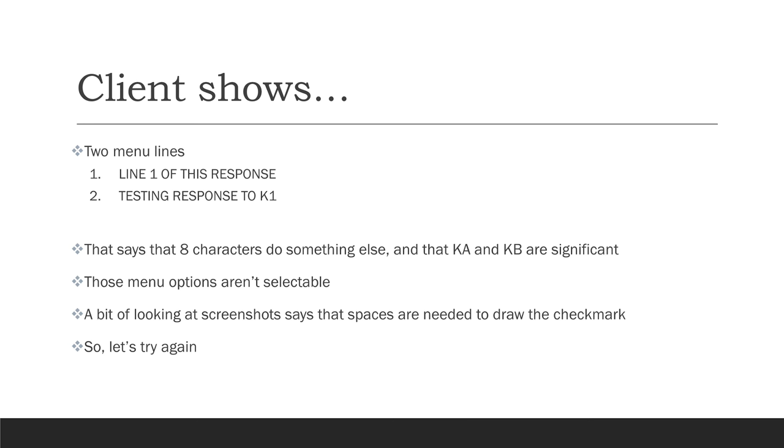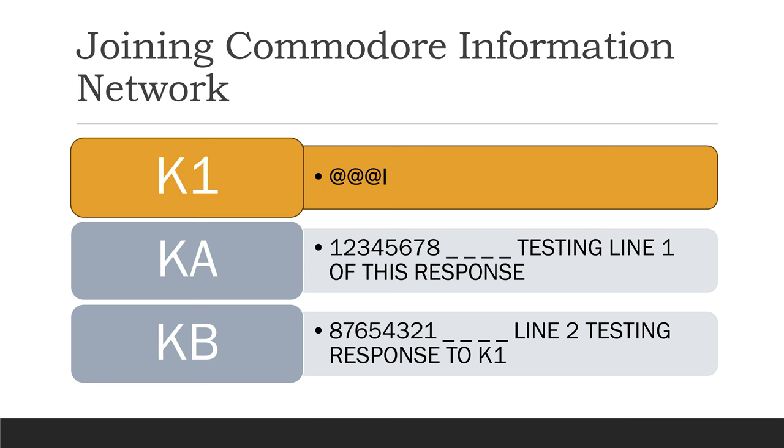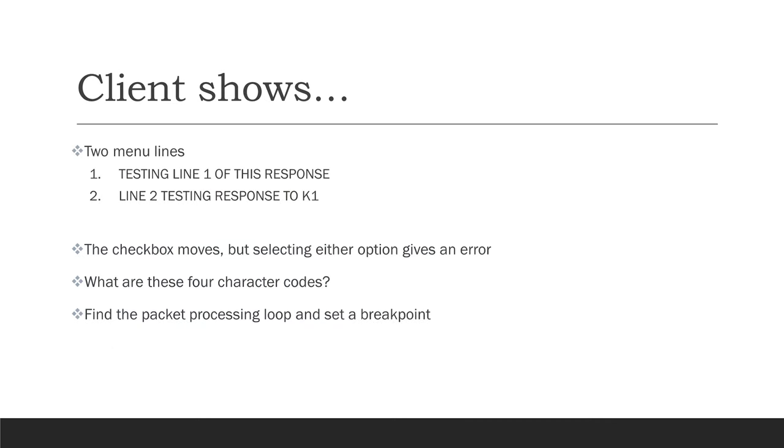So I started looking at screenshots people had made of QuantumLink, and every one of these has spaces in front of the name, and there's sort of the option. I said, I'll bet I have to send those spaces. And I've got these eight characters, I don't know what good they do. So I put in 1, 2, 3, 4, 5, 6, 7, 8, four spaces. And again, two different lines, KB. The client tells me there's too many lines. Now I see the full message. The checkbox moves, but the option gives an error.